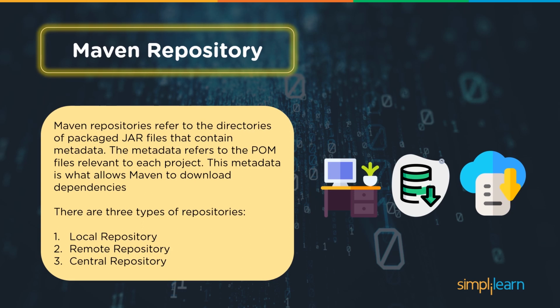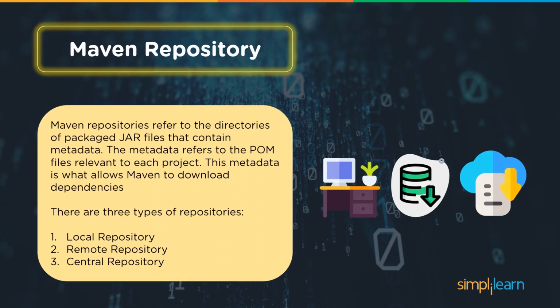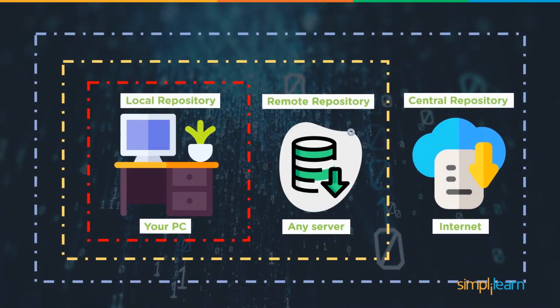Now there are three types of repositories from where we can download the dependencies. The first one is the local repository, the second one is the remote repository, and the third one is the central repository. These are the primary three types of repositories available for Maven. Whichever repository you want to access, you can access it and go with that. The local repository will be primarily present on your PC. The remote repository is something you can store on any remote machine or remote server. And the central repository is something you can have on the internet.